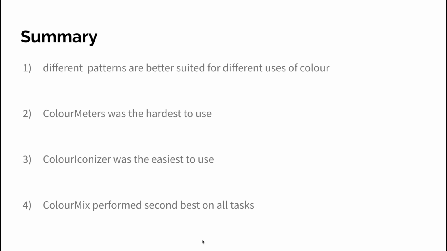In the case of ColourIconizer, it performs especially well on tasks requiring color identification by name. However, at the same time, because of the lack of granularity in its design, it fails at tasks where comparison is required. On the other hand, ColourMeters performs well in comparison-based tasks, and poorly at color name identification tasks, and this is due to the difficulty in mapping a color name to the abstract symbols of ColourMeters.